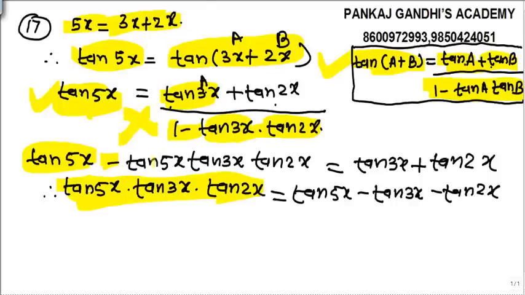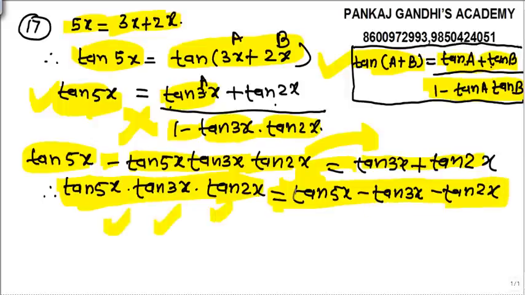Now on the right hand side we can take this tan 5x. We got here all three terms, tan 5x, tan 3x and tan 2x. So obviously tan 5x, tan 3x into tan 2x is equal to this tan 3x plus tan 2x. We are taking this on this side, and it will come on the left hand side. So tan 5x minus tan 3x minus tan 2x. So this is the answer. This is the answer: tan 5x into tan 3x into tan 2x is equal to tan 5x minus tan 3x minus tan 2x.